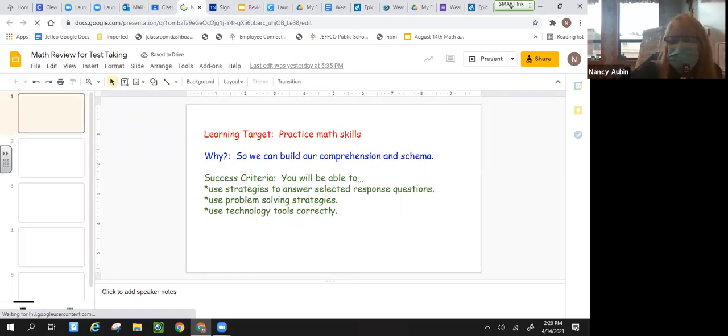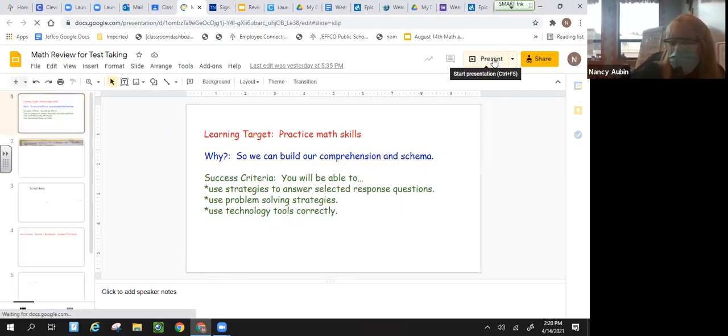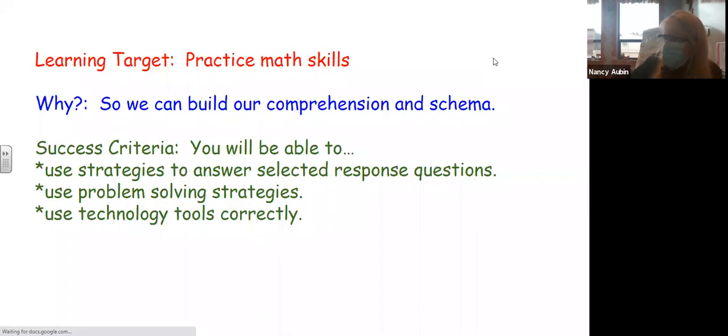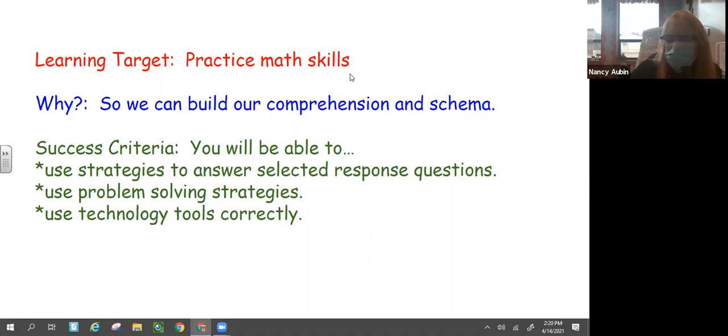Actually, you're gonna see that learning target a lot in the next couple weeks because I've taught you almost all of the third grade math skills. Now we just need to get really good at them. We're gonna practice them so that we are ready for fourth grade math, right? So we'll use our strategies to answer selected response questions, just like we did in reading, but with math. We'll use problem-solving strategies, and we're gonna wanna use technology tools correctly.